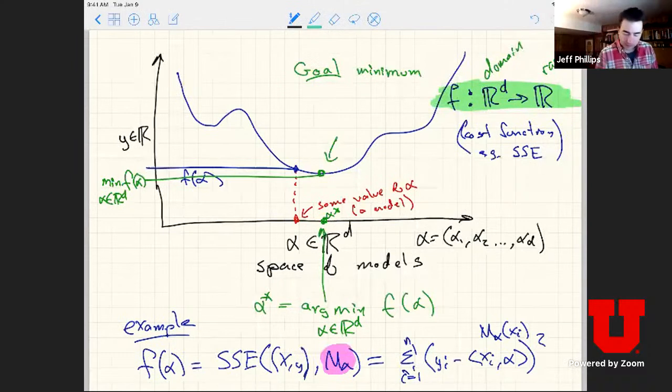So you could not have a function that looked like this, because now for one vector alpha there are two possible function values. You can't have something like that. Good. So this is the idea of a function.